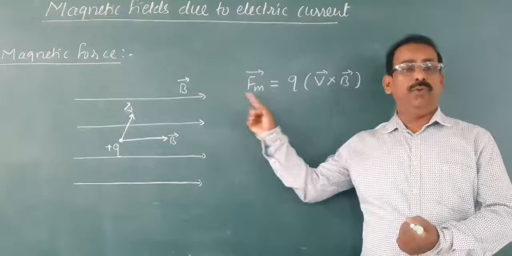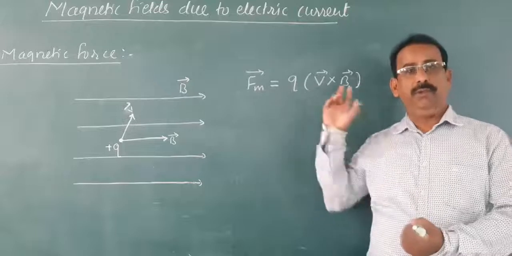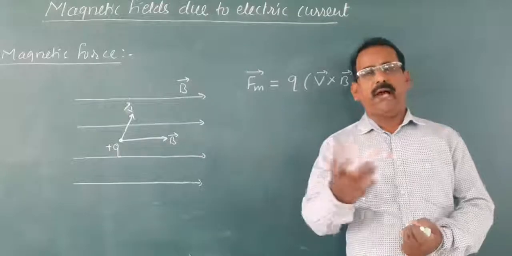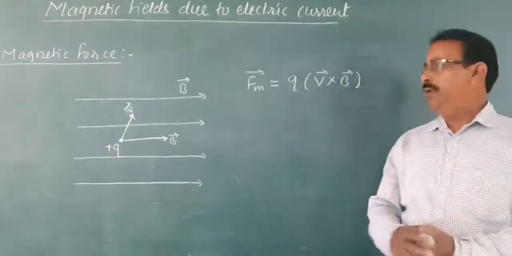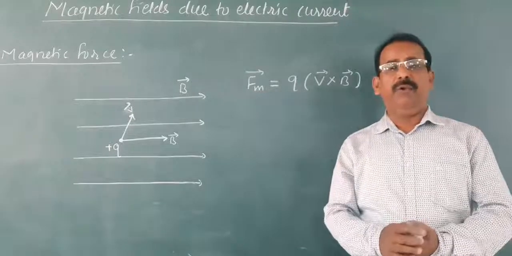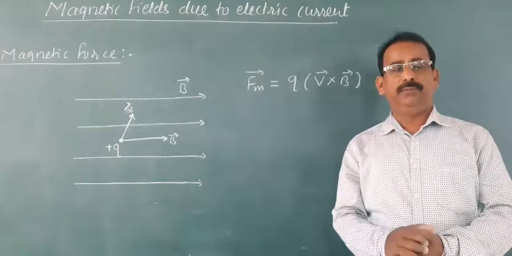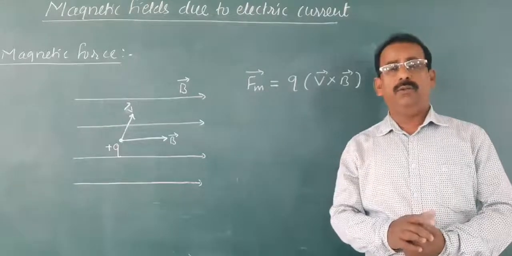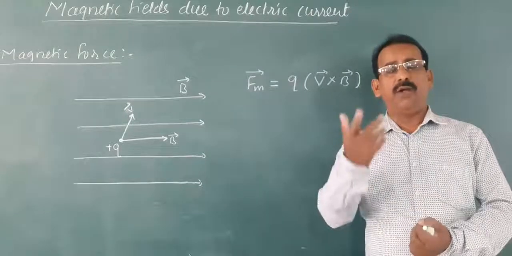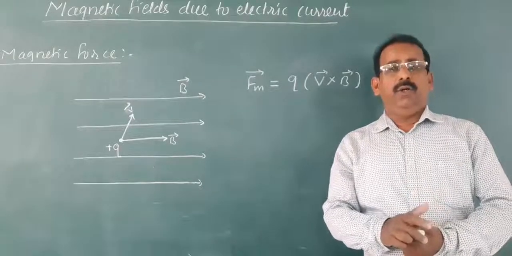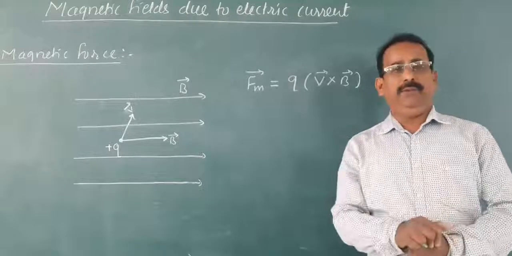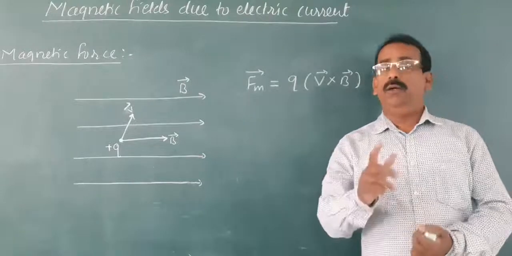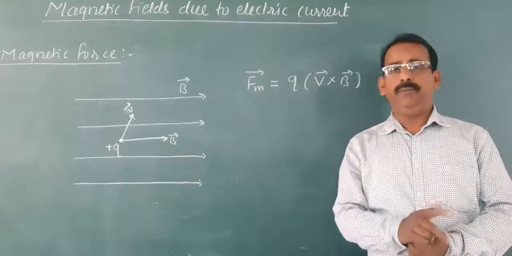As this force is Q times the cross product of the velocity vector and the magnetic field vector, we can find the direction of this magnetic force using the right-hand rule. In cross product, to get the direction of the resultant vector, we always use a right-handed triplet. Here, to find the direction of this magnetic force, use the right-hand rule. What is this right-hand rule?